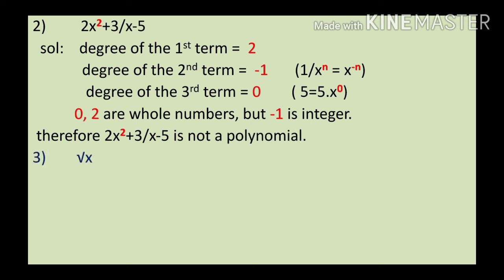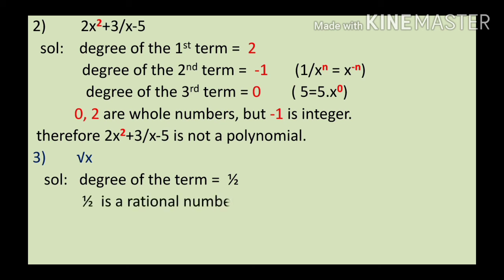Look at another example. Here is root x, an expression. Root x means x power 1 by 2. So the power is 1 by 2, therefore the degree of the given term is 1 by 2. 1 by 2 is a rational number, therefore the expression root x is not a polynomial.